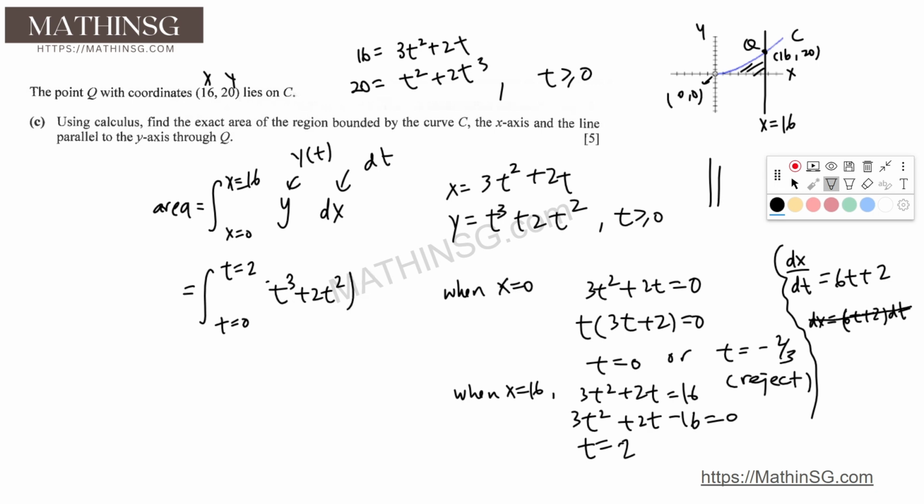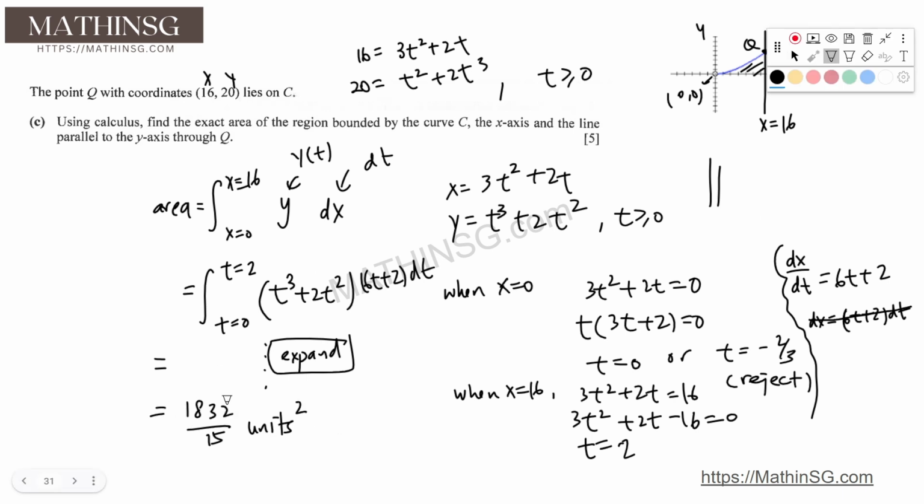So I have 6t plus 2 dt, and because they want you to use calculus, that means without using the calculator, you have to expand this. So you need to expand it, and then you integrate. This is basically just a simple expansion and algebraic integration. And the answer for this is 1832 over 15 units squared.